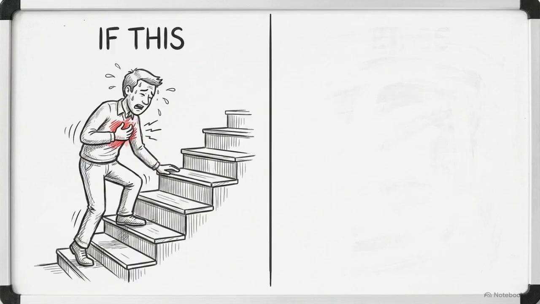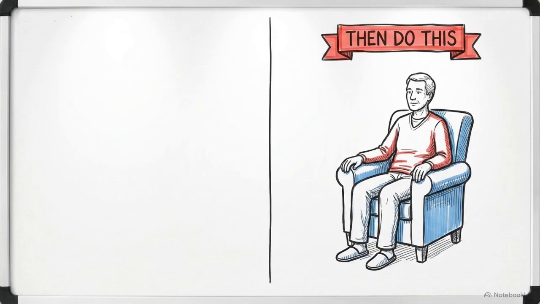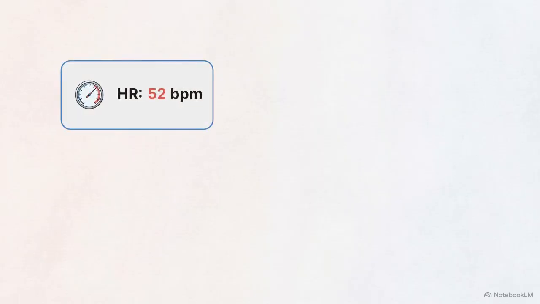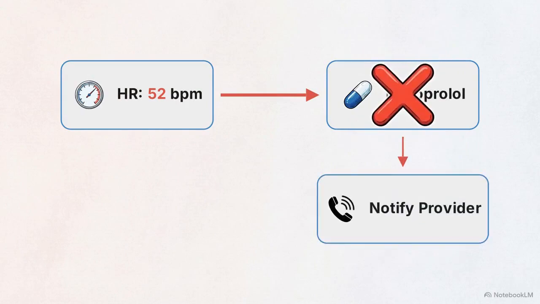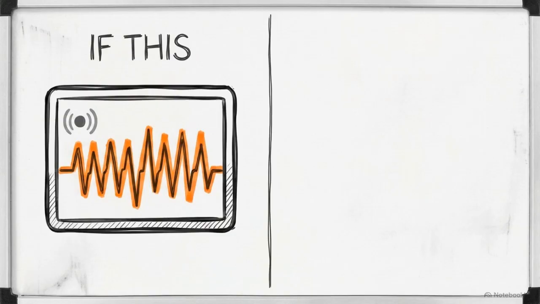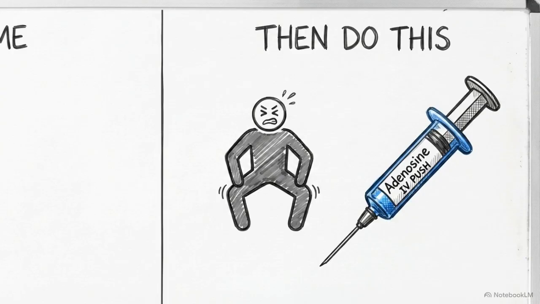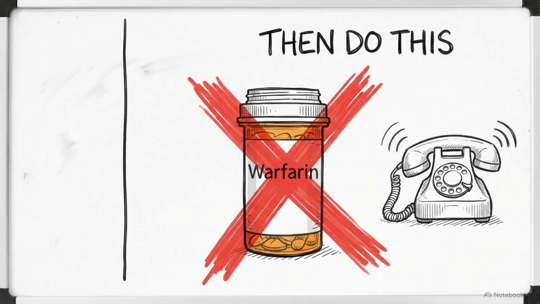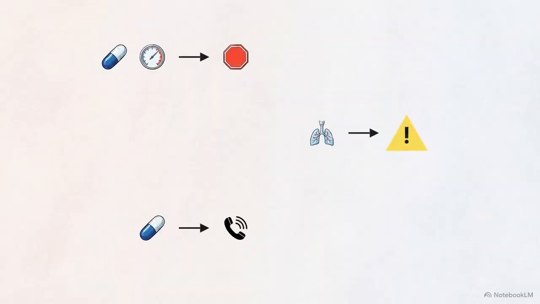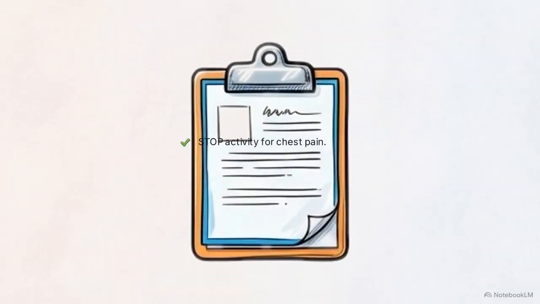If a patient develops chest pain while climbing stairs, you instruct them to stop the activity and rest. If you check vital signs and find a heart rate of 52 before administering metoprolol, you hold the medication and notify the provider. If a patient's monitor shows symptomatic supraventricular tachycardia, you initiate vagal maneuvers, followed immediately by a rapid IV push of adenosine. If a patient on warfarin has an INR of 4.8 and reports mild gum bleeding, you hold the warfarin and notify the provider. Mastering these direct if this, then do this clinical pathways forms the core logic required to pass priority-style questions.